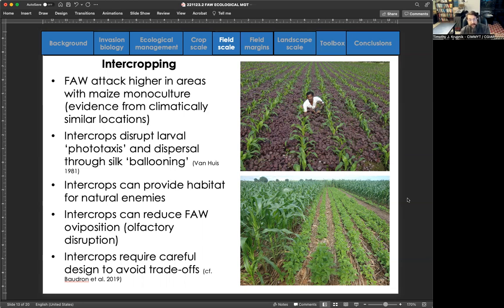Work has been done on that many years ago, and it is a principle that makes a lot of sense, although, as I indicated by the studies that had been done in Zimbabwe, it is important to carefully consider the intercrop species when choosing which intercrop to plant.